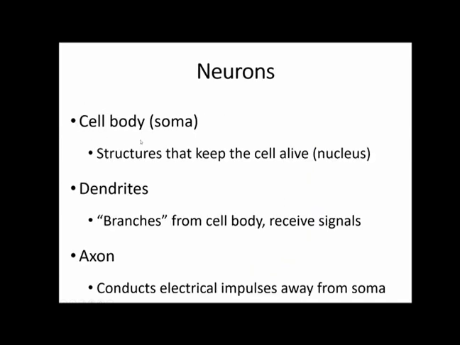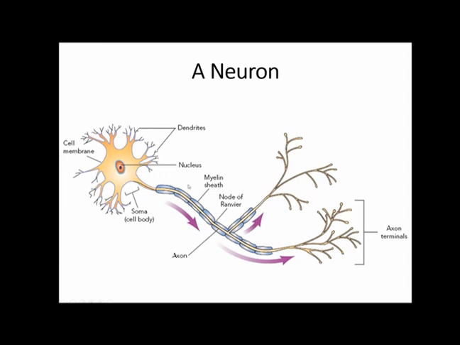So we have our cell body, which is sometimes called the soma. And these are all of the structures that keep a cell alive. So in biology class in high school, when they were talking about the cell and all of your organelles and all of the stuff that makes a cell function, that's all contained within the cell body. So we mostly care about the nucleus within this cell body. And I'm going to flip to the next slide to just show you what we're talking about.